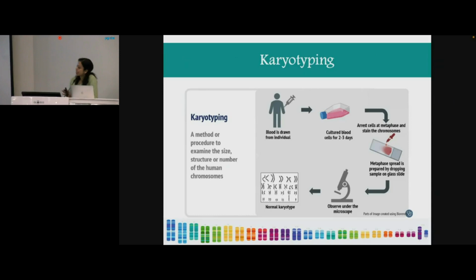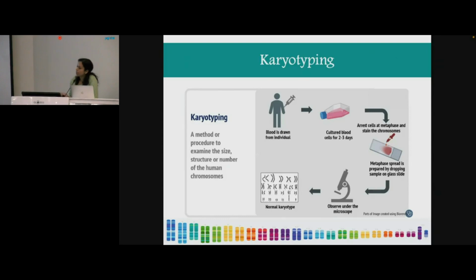Then the cells are arrested at metaphase with the help of colchicine. Then we stain the chromosome with the help of, most commonly, Giemsa stain. And that metaphase is then spread on a slide by dropping it on a glass slide, and that glass slide can be visualized under the microscope. So you are going to get a karyogram of the patient. So this is the normal karyogram.